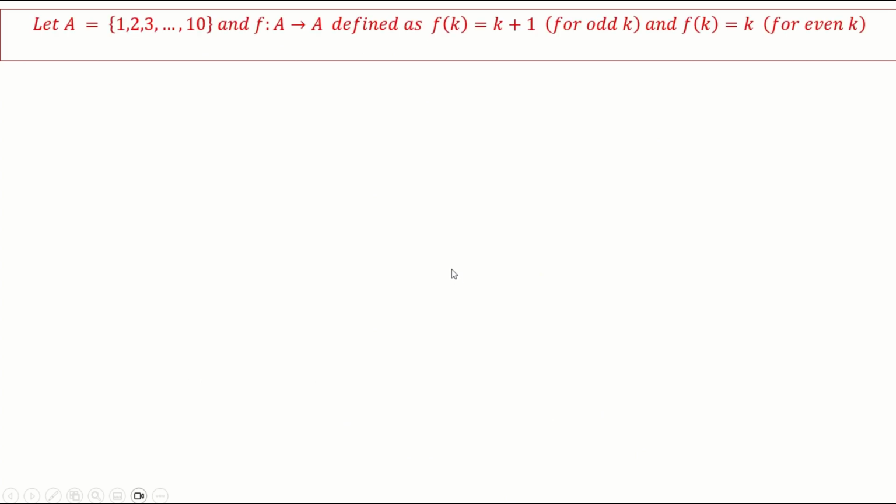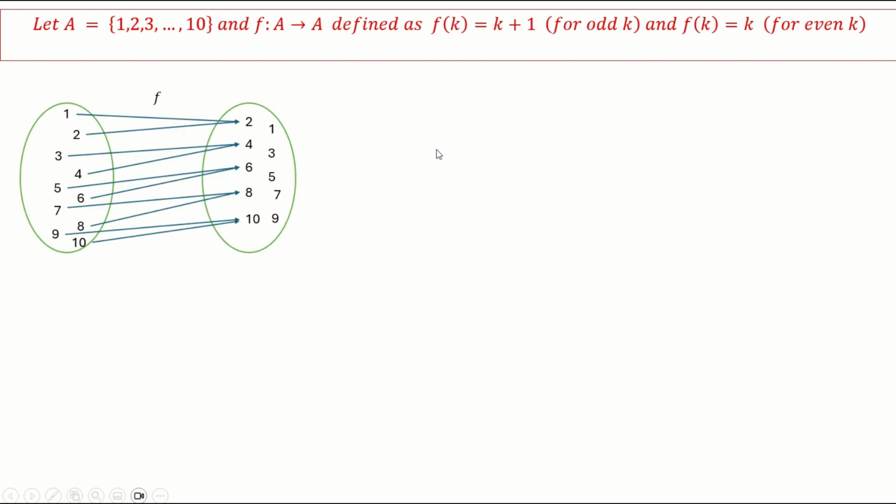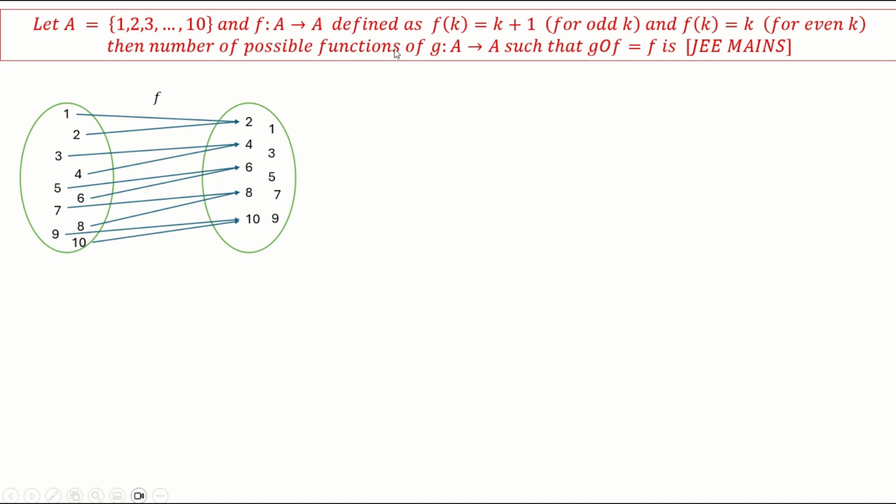Next. A is given as 1 to 10. A function is defined from A to A as f of k equal to k plus 1 for odd k, and f of k equal to k for even k. Find the number of possible functions g from A to A such that g of f equals f. This is what we need to find out.